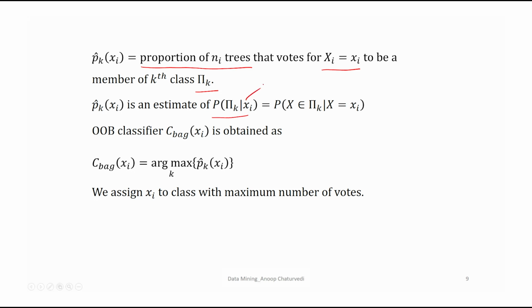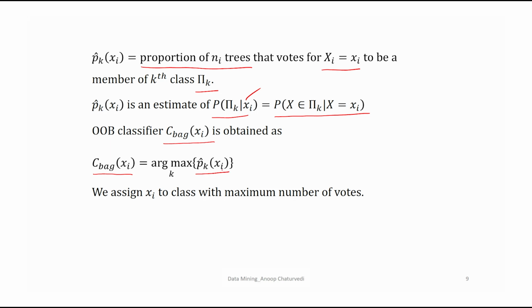Given this particular input observation, we have the probability of the class pi k, or the probability that x belongs to pi k given x equal to xi. Then the out of bag classifier, say we denote it by C bag xi, corresponding to the ith observation, is C bag xi equal to argument maximum over k of p hat k xi.